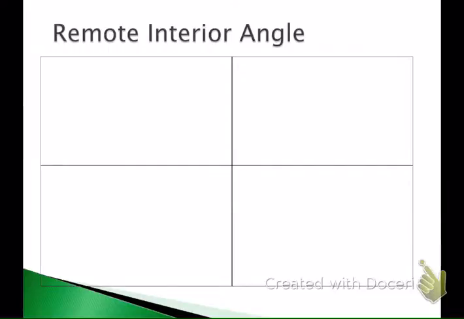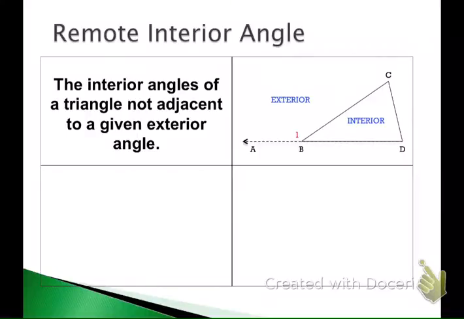Yeah, you're all too lazy, right? You use the remote control so you can be far away from the TV but still change the channel. So that word remote means from far away, like from afar. The remote interior angles are going to be inside the triangle, and they are the interior angles of a triangle, but not adjacent. Remember, adjacent means touching. So not touching the exterior angle.